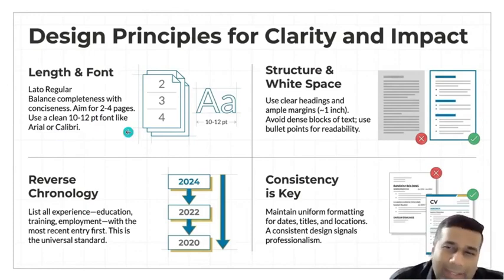Another trend that we usually see is that sometimes the CV will be too concise, or on the other end of the spectrum, the CV will be too elaborate. Okay, so ideally, it's better to aim for 2 to 4 pages rather than elaborating too much. Then regarding the font size, it should be readable. It should not be too large or too small. So the ideal font size is somewhere in the range of 11 or 12.